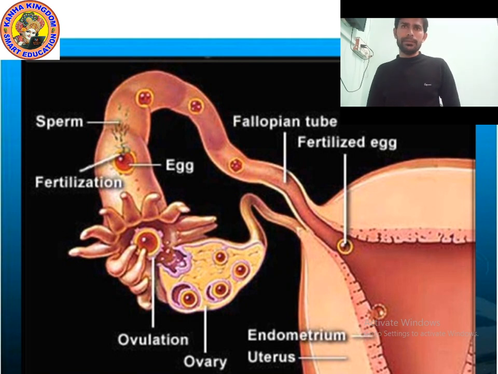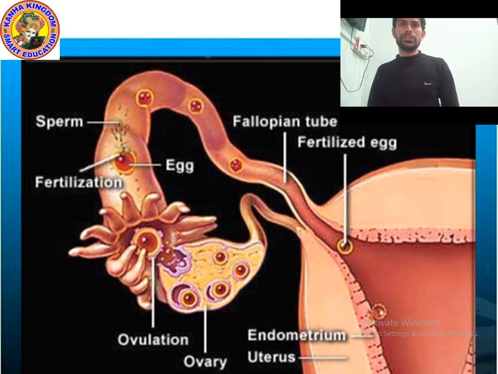And where are the sperms? Can you see the picture of sperm? These sperms meet with the egg and the fertilization occurs, as you can see in the picture. Sperms are actually fusing with the egg and fertilization is happening.